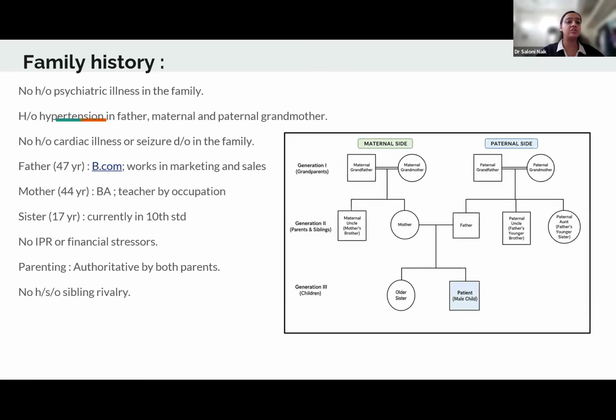In family history, there is no history of psychiatric illness in the family. There is history of hypertension in father, maternal and paternal grandmother. No history of any cardiac illness in the family or a history of seizure disorder. The father works in marketing and sales, and the mother is a teacher by occupation. He has an elder sister who is currently in 10th standard, and there are no learning disabilities or history of ADHD in the sister. No IPR or financial stressors as such, and the parenting style by both the parents is authoritative.